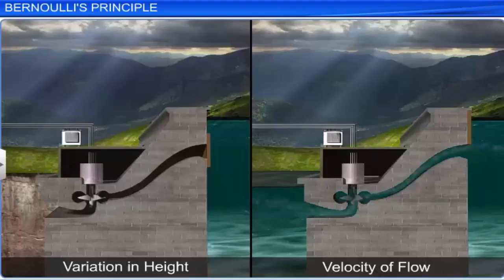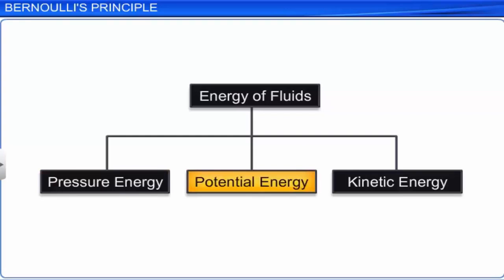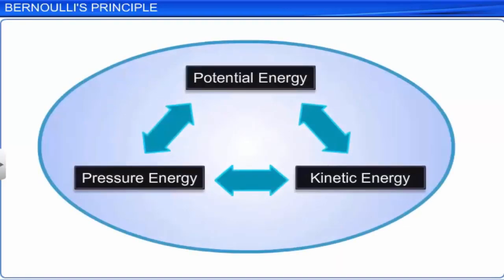All fluids possess energy. This energy is due to variation in the height of a fluid from a reference level and the velocity of flow. There are three types of energy associated with an element of fluid in motion. They are pressure energy, potential energy, and kinetic energy. According to the law of conservation of energy, as the total energy is conserved, the three forms of energy possessed by a liquid are interconvertible.